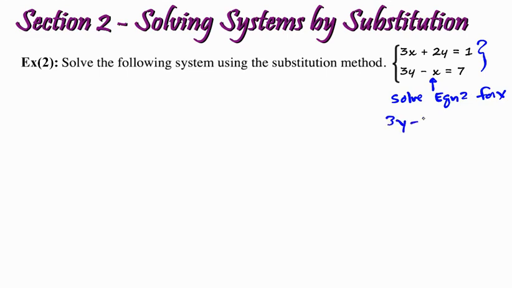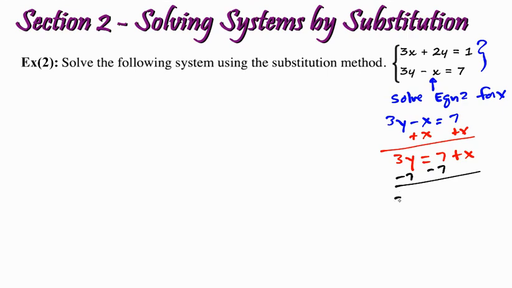So 3y minus x equals 7. I am going to add x to both sides. That gives me 3y equals 7 plus x. Now I am going to subtract 7 from both sides. 3y minus 7 is equal to x. This means that I can take 3y minus 7 and plug it in for x in the other equation.